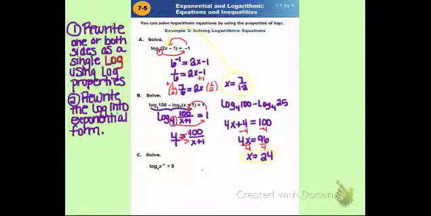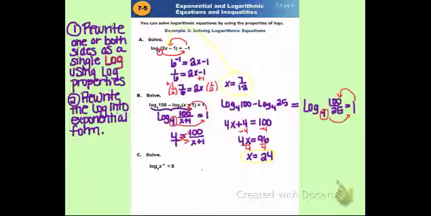Or we would have to apply the quotient property here to rewrite this, which would be the log base 4 of 100 divided by 25, and it's supposed to equal 1, which if you raised 4 to the first power, it should equal 100/25, which is 4. So in some cases you can check it, it just takes a little bit of work. Okay, let's move on to example C.